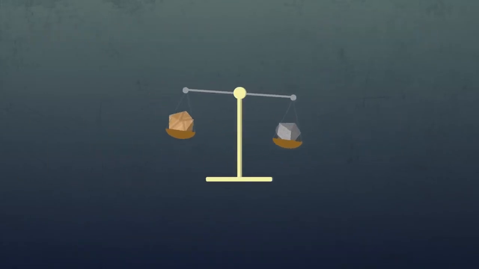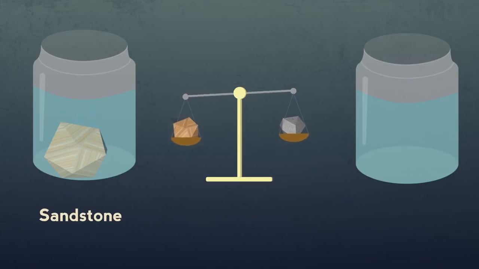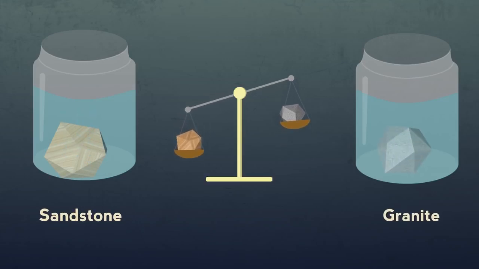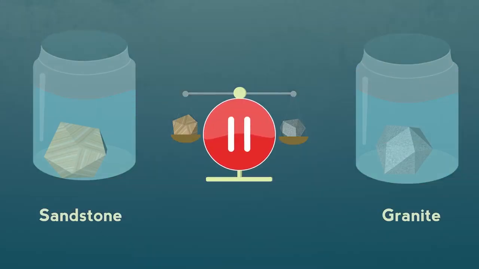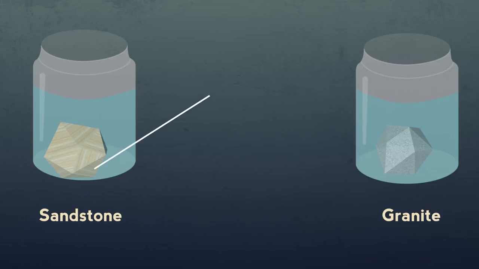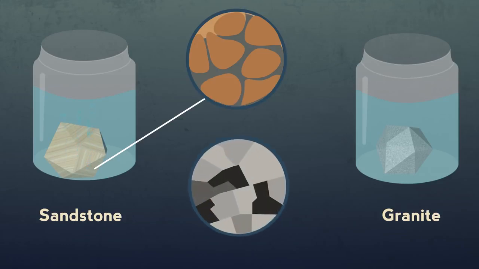Weigh each rock and then place it in water. You will see bubbles coming from the sandstone and it gets heavier, no bubbles from the granite, and no increase in weight. Why do you think the sandstone made bubbles and gained weight? Pause and think. Well, there are air spaces between the rounded grains, so the water pushes the air out, forming bubbles, making it heavier. The granite has no air spaces.